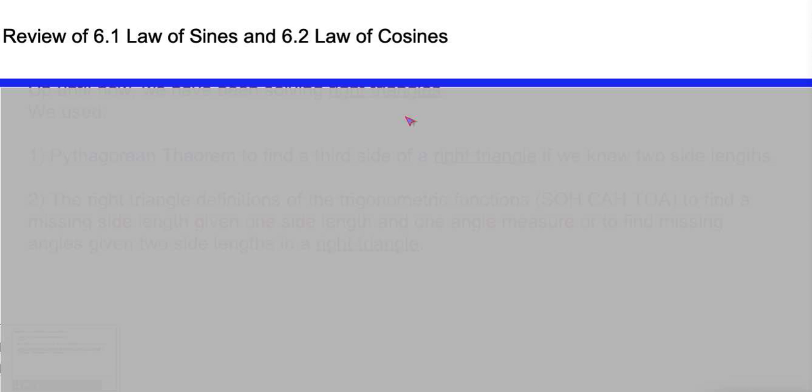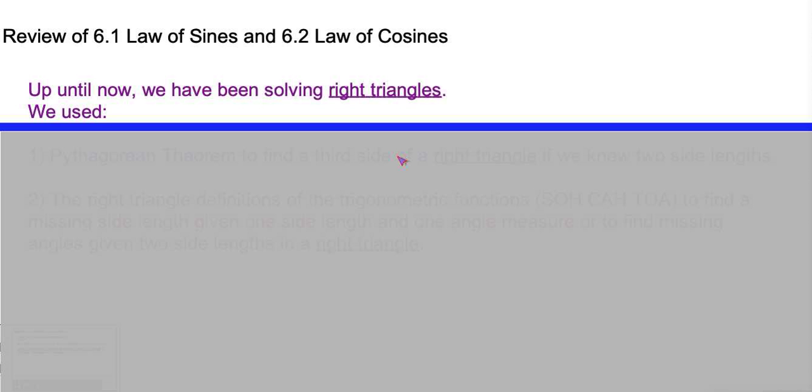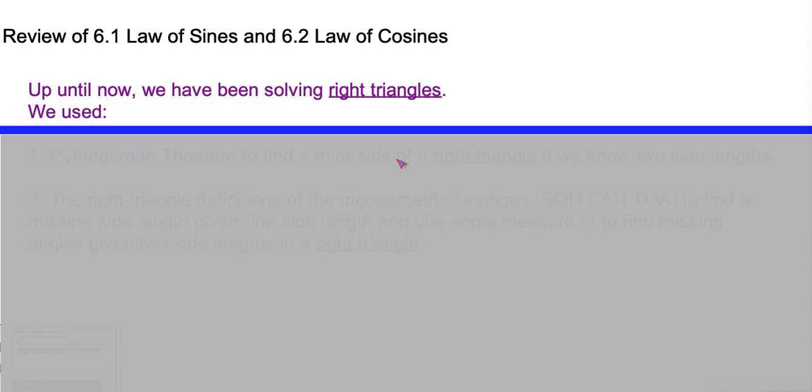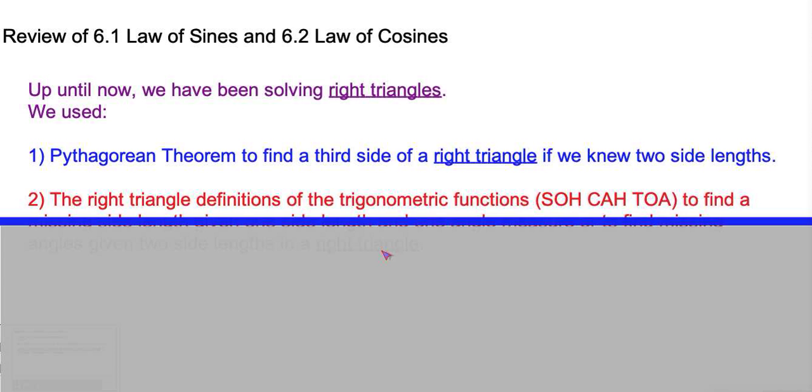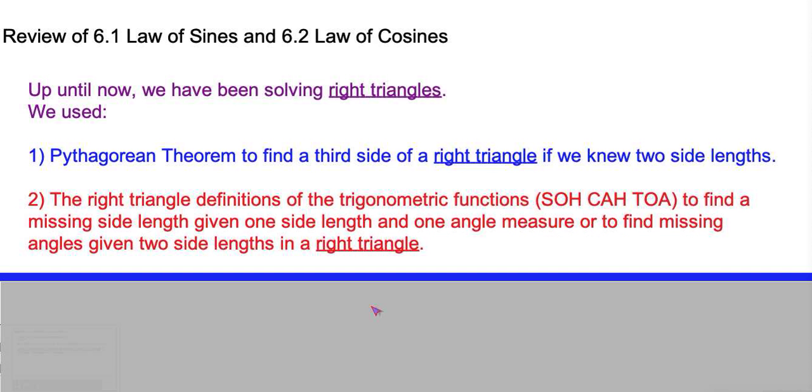First of all, we need to talk about what we've been doing up until now, before we studied law of sines and law of cosines. We were just solving right triangles. To solve right triangles, first of all, we use Pythagorean Theorem. We use Pythagorean Theorem to find the third side of a right triangle if we already know two side lengths. And then we also use the right triangle definitions of the trigonometric functions. I know you remember SOH CAH TOA, sine is opposite over hypotenuse, and so on.